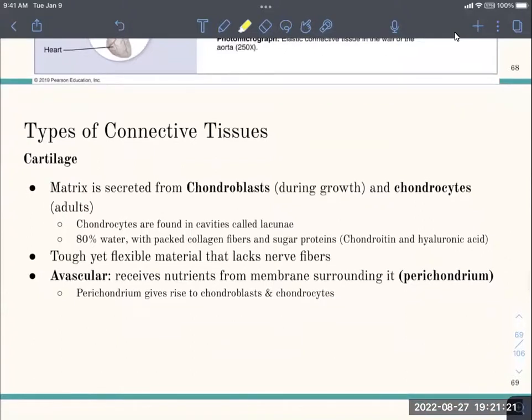Let's look at cartilage. The matrix of cartilage is actually secreted by chondroblasts during growth. Chondro means cartilage, and then chondrocytes secrete the matrix in adults.